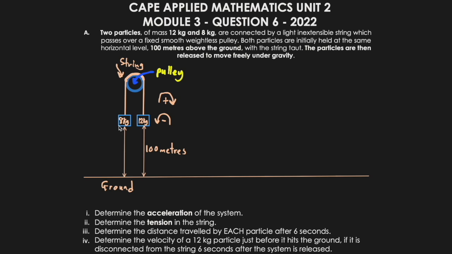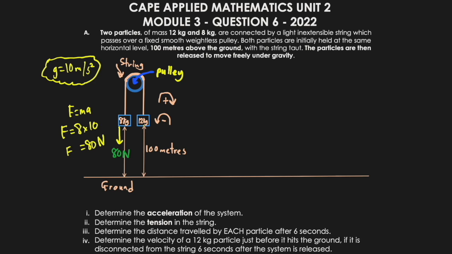We know that when gravity acts on this particle, it will create a force pulling it down towards the ground. We know that force can be calculated by mass times acceleration. In this case, the acceleration would be acceleration due to gravity, which we'll assume for this subject is 10 meters per second squared. Therefore, the force as a result of gravity on the 8 kilogram particle would be 8 times 10. This would give us a force of 80 newtons.